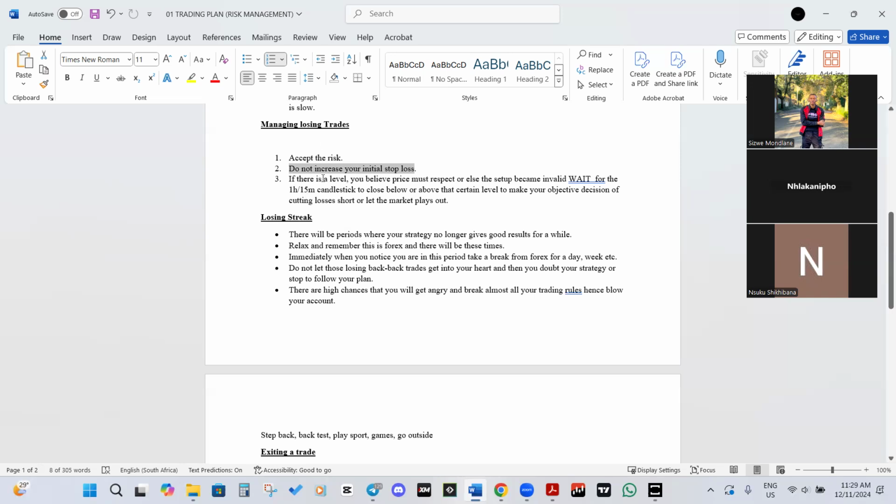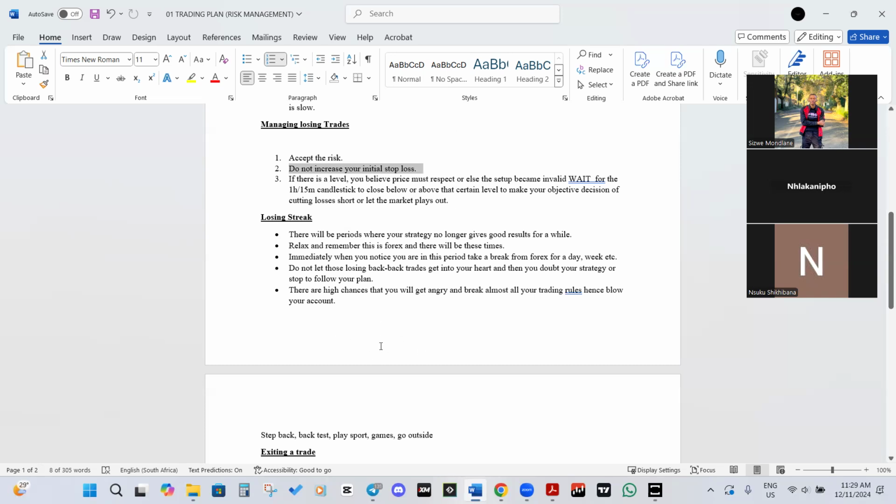Okay, number two, do not increase your initial stop loss. You rather do the opposite, decrease. So do not ever increase your initial stop loss, meaning you don't move your stop loss away from where it was. In most cases, yes, don't do that when you're trading mechanical. But by increasing, I mean, let's say price is coming towards your stop loss.